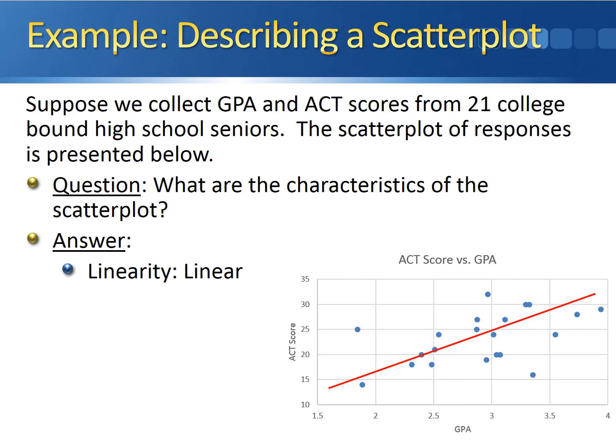Most of the points are relatively close to the line, and it doesn't appear as if there's a curved relationship at all. The other thing that we need to look at is the direction of the relationship. The slope of this red line is positive. As GPA increases, ACT score tends to increase. So we would say that the direction of the relationship between ACT score and GPA is a positive relationship.